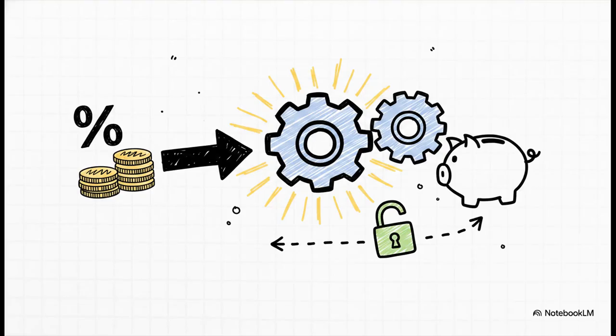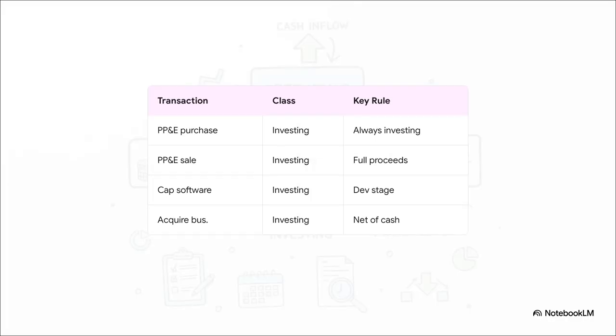Before we move on, I need to point out a massive default rule. You know interest paid? Well, while it does have a financing alternative if you formally elect it, its absolute, unarguable default classification under ASC 230 is operating. Whatever route you ultimately choose, you have to be consistent, but you can literally never forget that operating is the default.